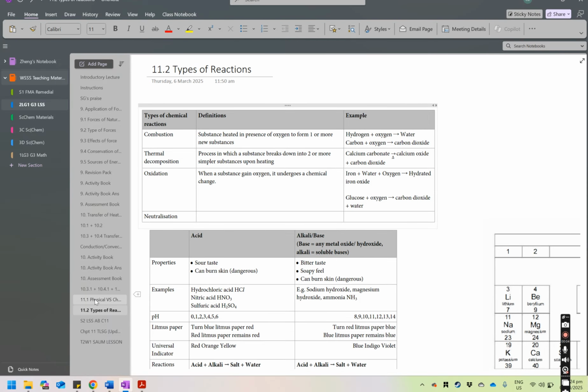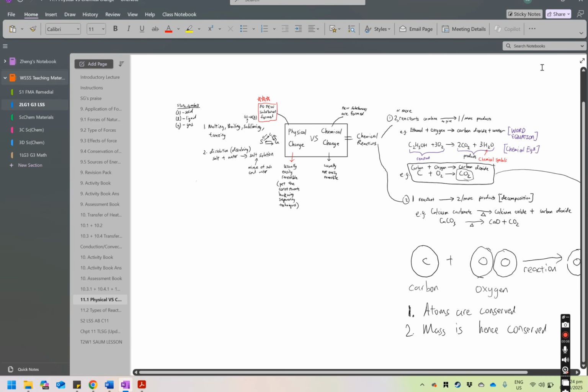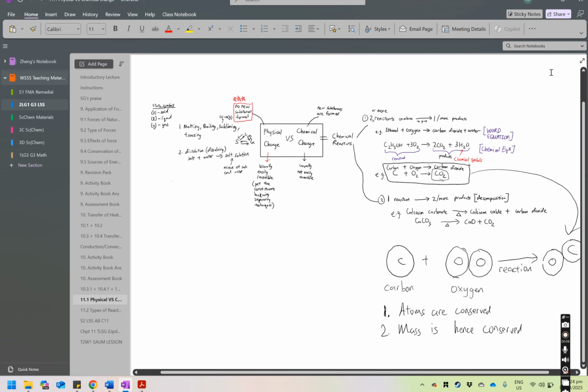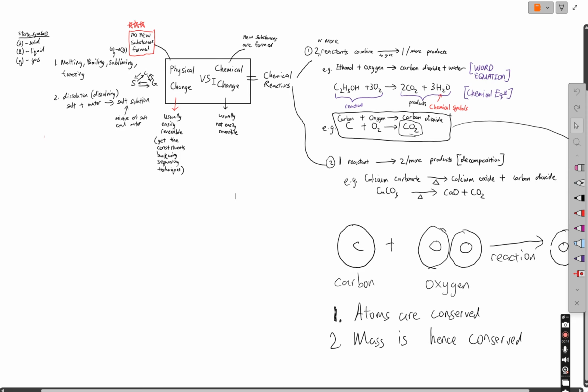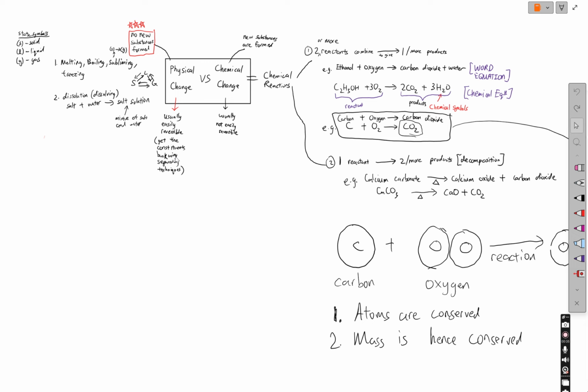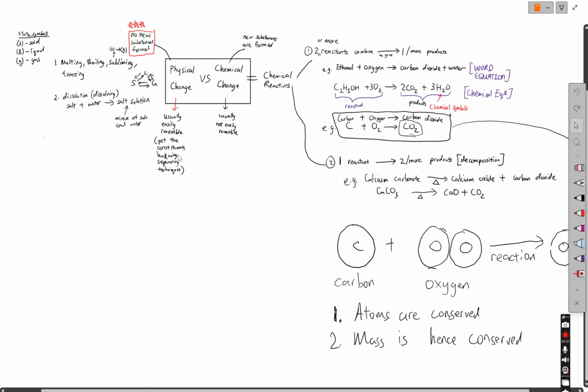Okay, during the last term, we started on chapter 11. In chapter 11, first we talked about physical change versus chemical change. The main difference is that for physical change there will be no new substances formed, while for chemical change there will be new substances formed. Physical changes are usually reversible, and you use your separating techniques learned in Sec 1 to obtain the constituents back.